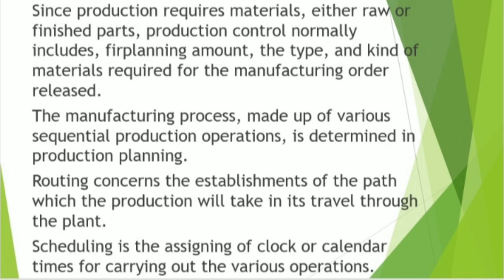The manufacturing process, made up of various sequential production operations, is determined in production planning. Routing concerns the establishment of the path which the production will take in its travel through the plant. Scheduling is the assigning of clock or calendar times for carrying out the various operations.